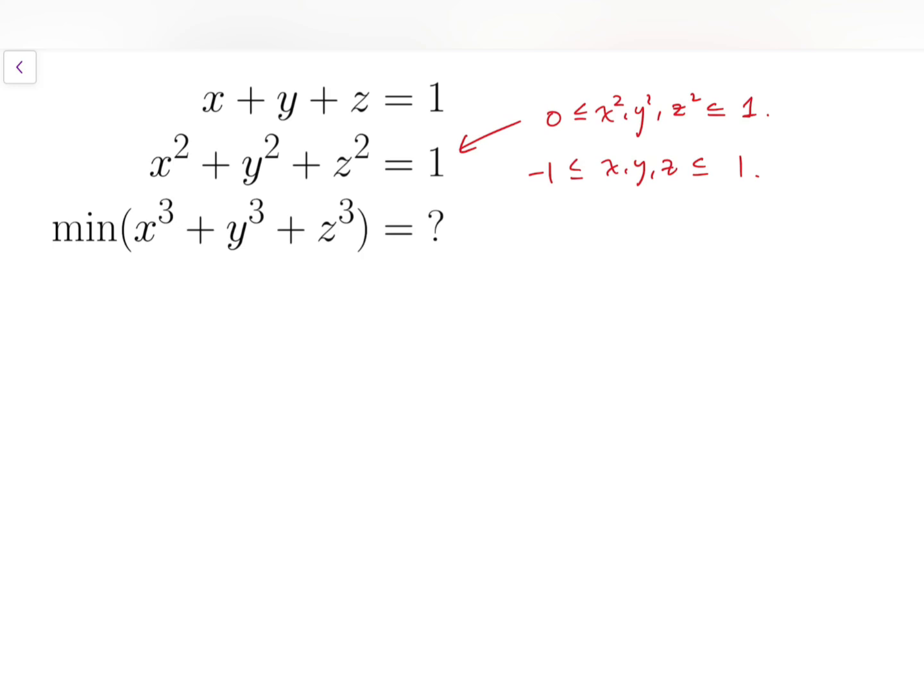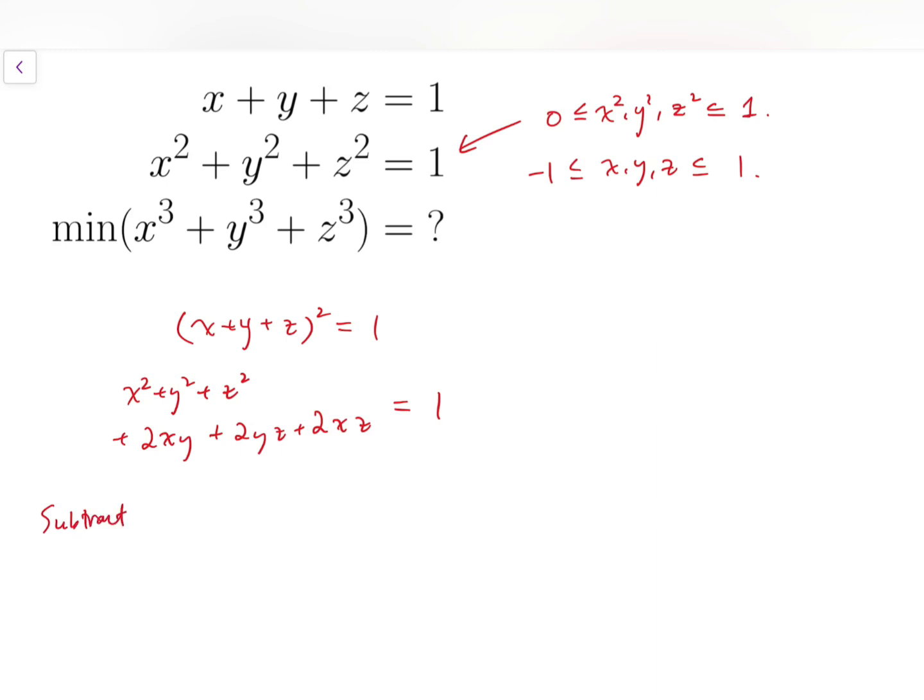Then I'm going to do some algebra on the two equations provided: sum equals 1 and sum of squares equals 1. If I square both sides of the first equation, which means (x plus y plus z) all squared equals 1, then this expression will be comparable with the second equation because the degree of both left-hand sides is 2. So by subtracting and removing the coefficients, we'll have xy plus yz plus xz equals 0.